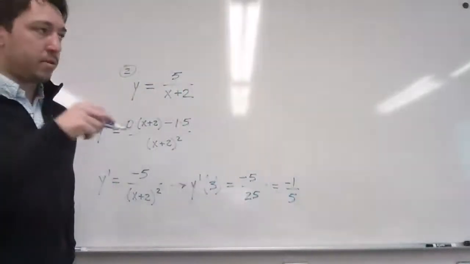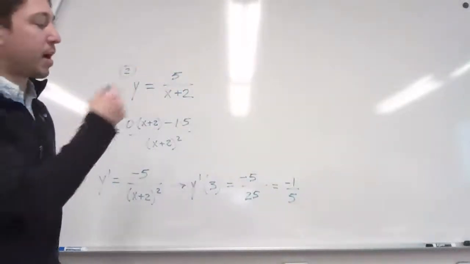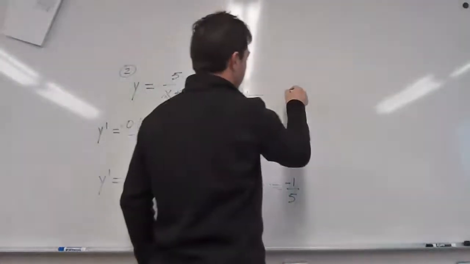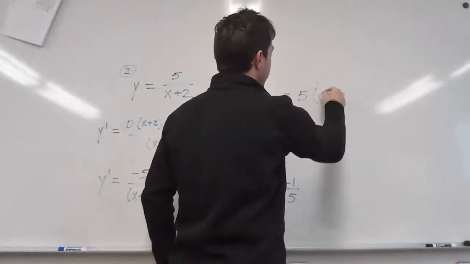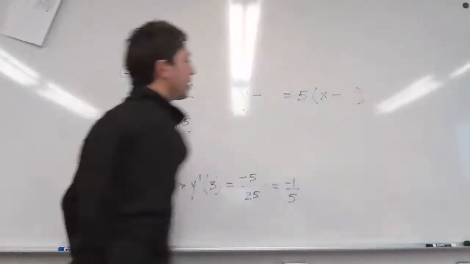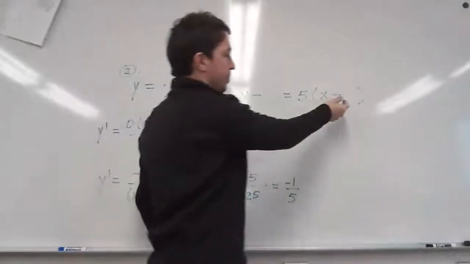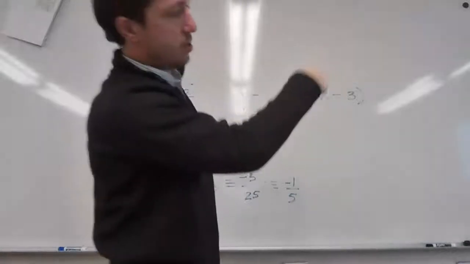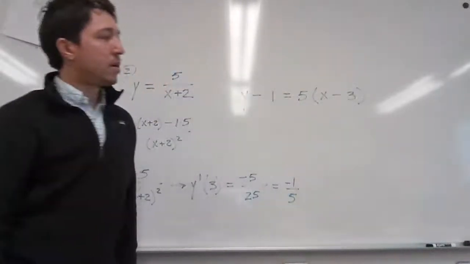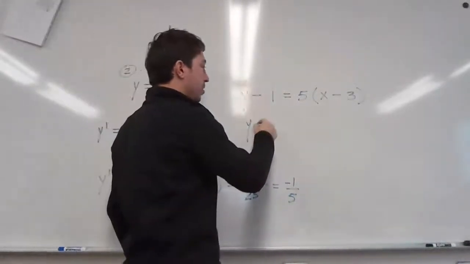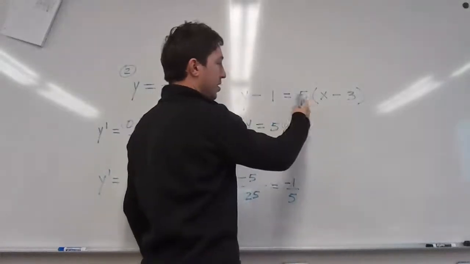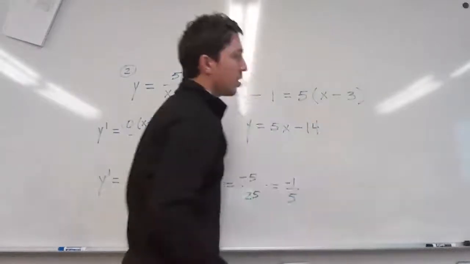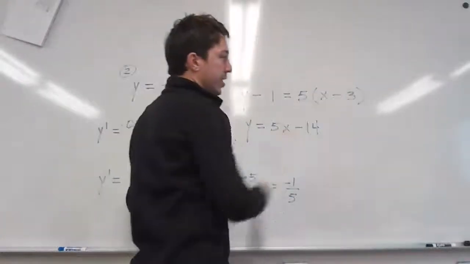So what's the normal line? Normal is positive 5. So your equation is y minus something equals positive 5 times x minus something. What's the x value? 3. And the y value is 1. Now, of course, if you rearrange that, you get 5x, let's see, minus 15 plus 1, minus 13. And there it goes. Turns out it's choice C.